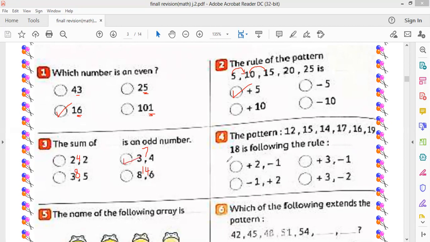Question number 4, the pattern 12, 15, 14, 17. What is the rule here? Okay. 12 becomes 15, so we add 3. And 15 becomes 14, minus 1. So what is the rule? Plus 3 minus 1.